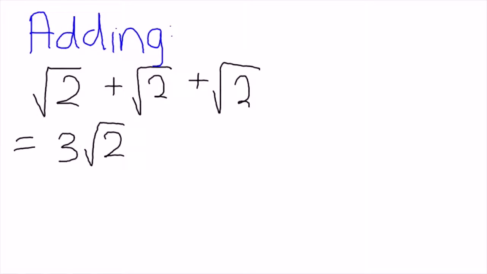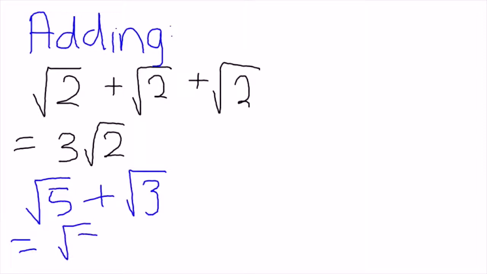But if you are given the expression root 5 plus root 3, you cannot simplify this as there are no like surds. So you would still get your final answer as root 5 plus root 3.